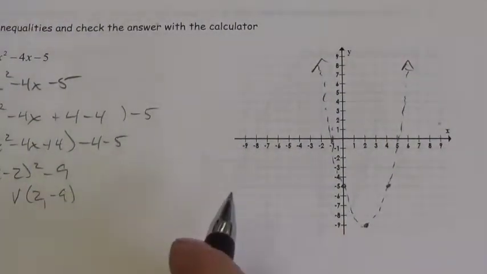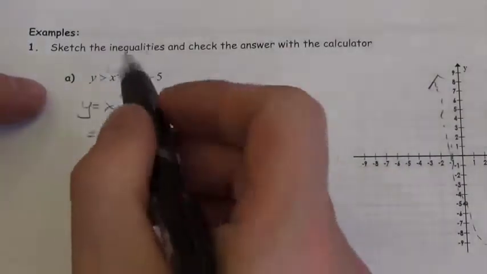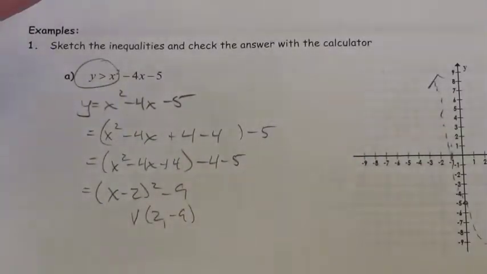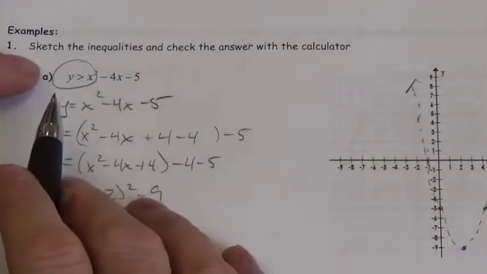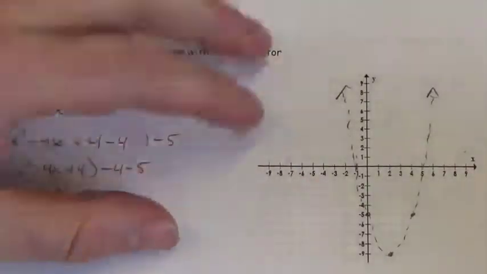Okay, now I need to shade. Look at that right there: y is greater than the parabola. Now again, it's a dotted line, because there's no "or equal to" there. It's above. y is greater than. So every point that I need has got to be above this one.